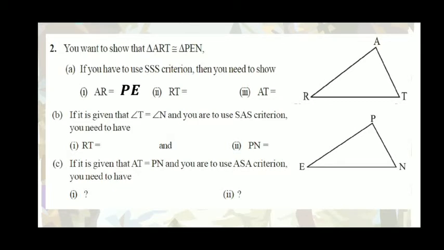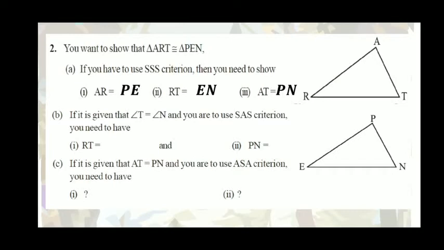When you are writing the congruence of a triangle, the order in which you write the vertices of the triangle should be corresponding. Therefore, second and third should be equal to second and third. Now the last one, AT and PN. How come? A and T are the first and last, P and N are the first and last letter, that is first and last vertex. This is how correspondence works.